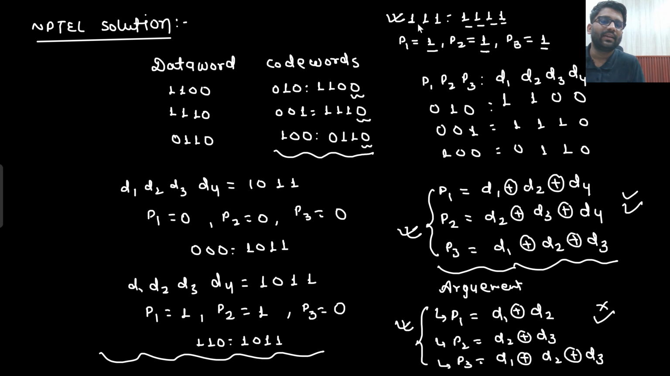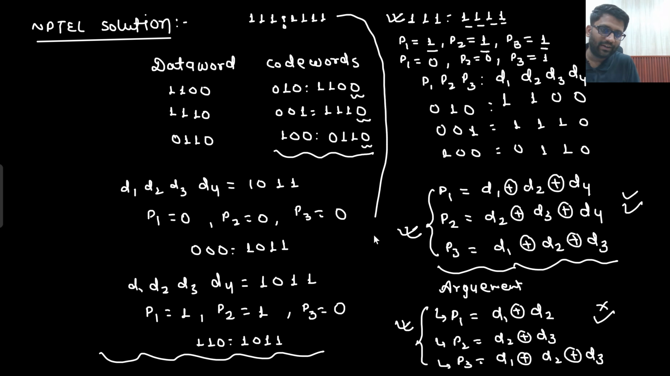That means they should also satisfy that all ones should be a valid code word. But what really happens if I use this coding scheme? What will be the value of P1? That would be D1 XOR D2, 1 XOR 1, 0. What will be the value of P2? D2 XOR D3, 0. What will be the value of P3? D1 XOR D2 XOR D3, 1. So with respect to data bits 1 1 1 1, your parity bits are coming out 0 0 1. That means all ones is not a valid code word for this coding scheme. They are not having any relation. That means this coding scheme is actually wrong.